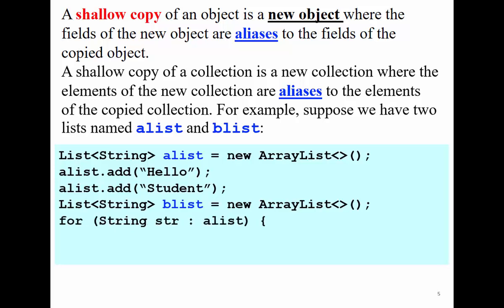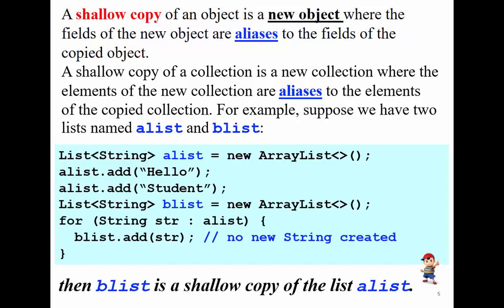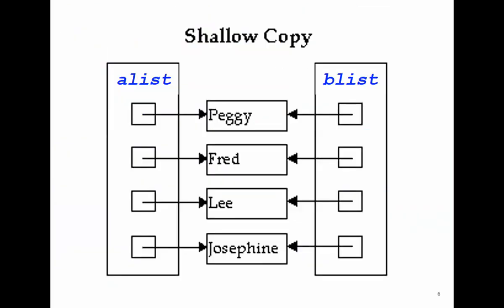Look at this. We loop over A list. Now we just add. We didn't create a new string when we add the string to the B list. So now we have two array lists, but the elements inside the array lists are shared between them. The picture here will make it clear. So in this sense, we can say P list is a shallow copy of A list.